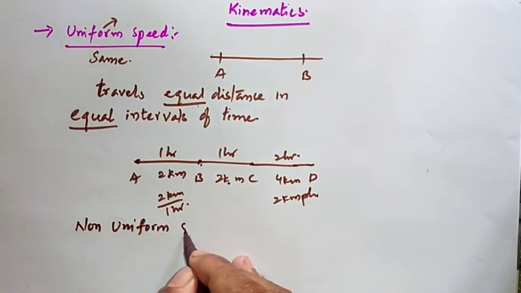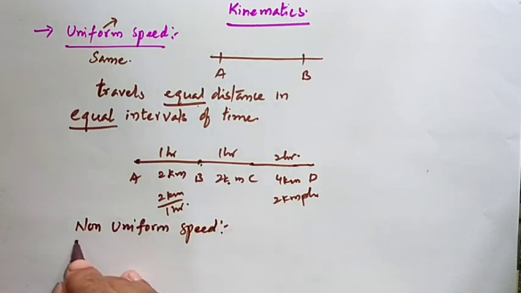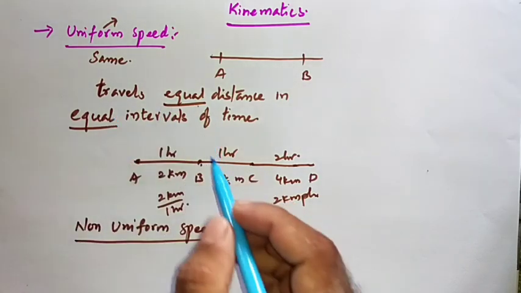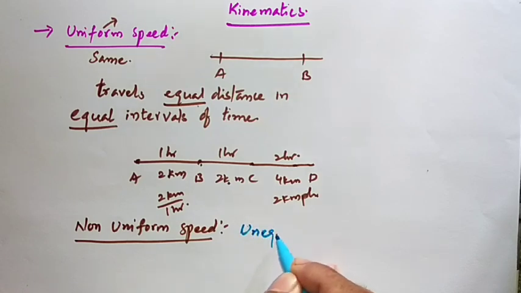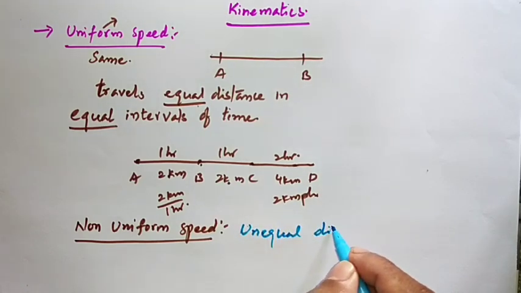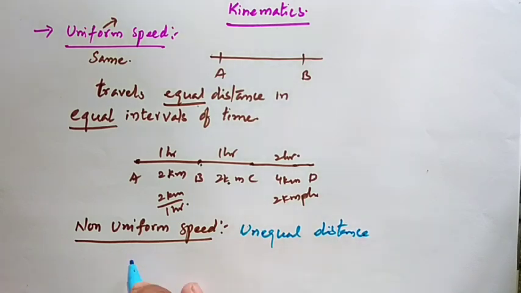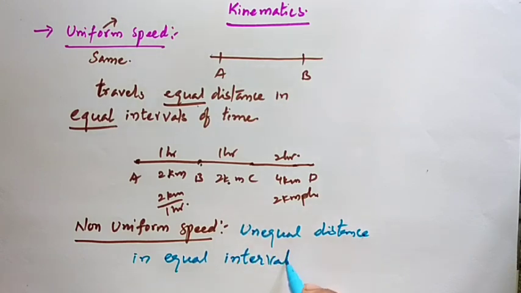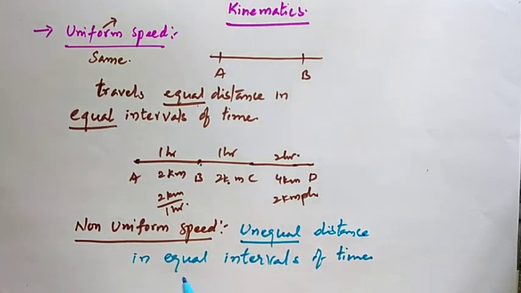Non-uniform speed is opposite to that. If the body covers unequal distance in equal intervals of time, then we can say that the motion is non-uniform speed. It has unequal distance in equal intervals of time. How, sir? Let us see.